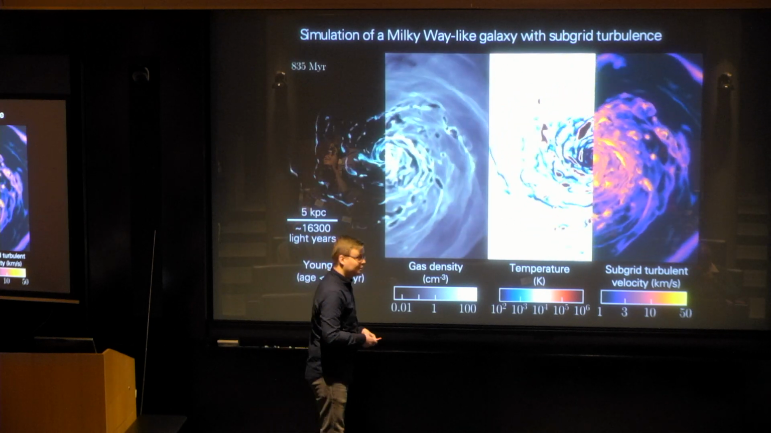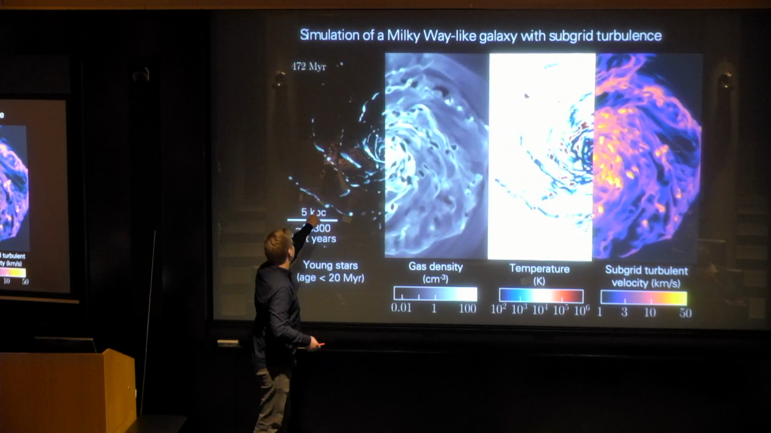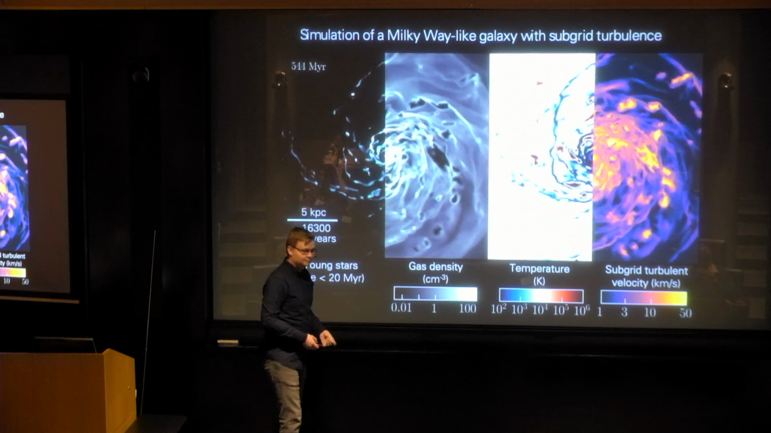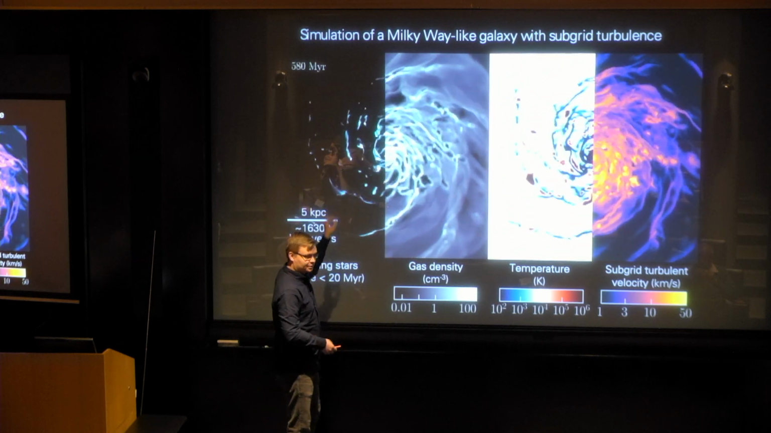Where are the stars? So stars are here. Each point here is a young star, younger than 20 million years. So these are the locations where stars are formed.